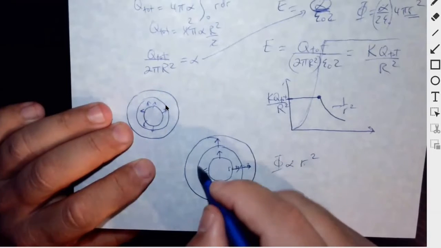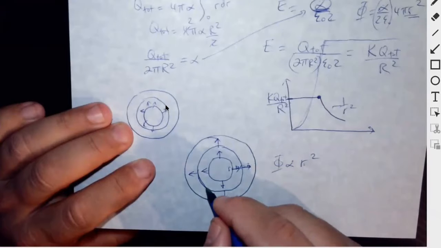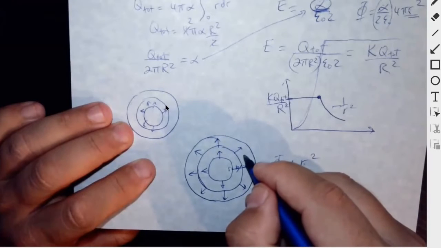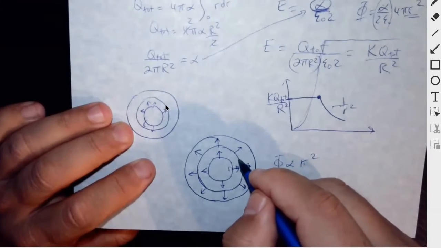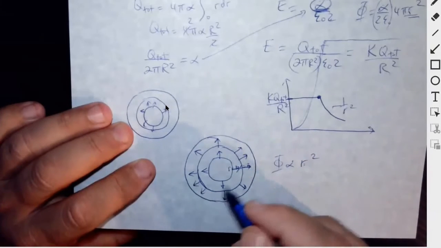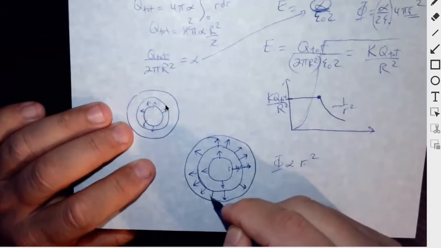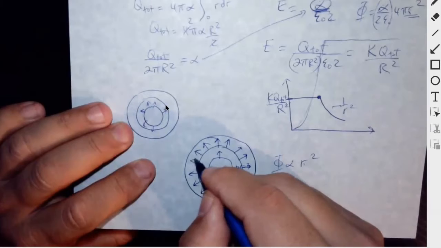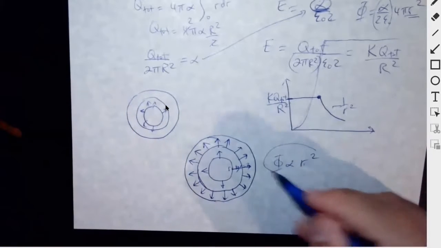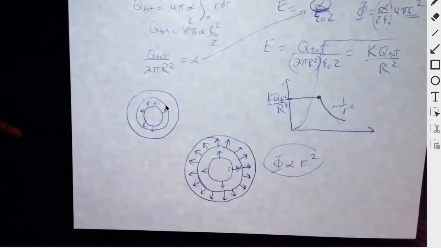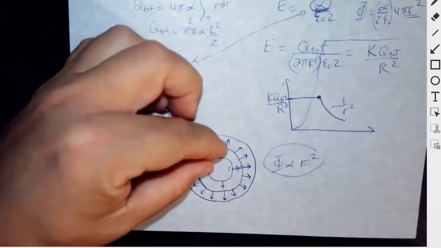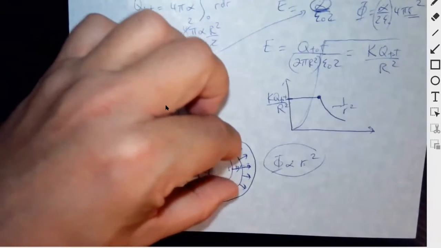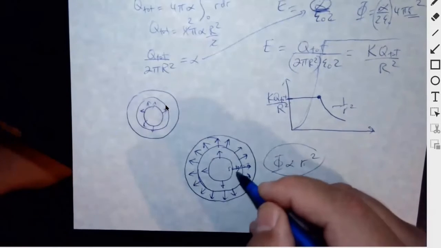1, 2, 3, 4, 5, 6, 7, 8, 9, 10, 11, 12, 13, 14, 15, 16. You see, that's what it means to say the flux is increasing as a square function. Of course, in real life, there's an infinite number of lines that are flowing, but we're representing them by drawing certain select lines. So if I draw 4 here, I draw 16.